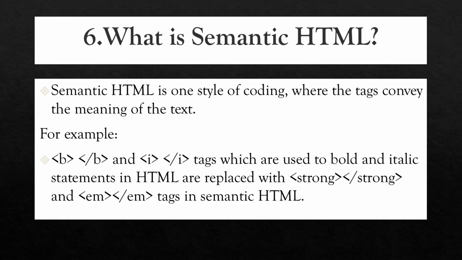And the sixth question is, what is semantic HTML? Semantic HTML is one styling of code. In HTML itself, we can style the text. For example, if I want the text in HTML to be in bold or in italic, this is semantic HTML.